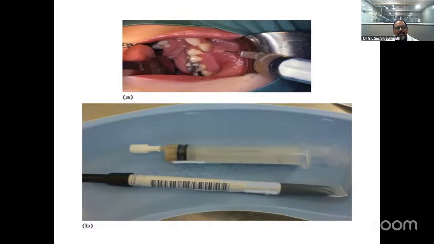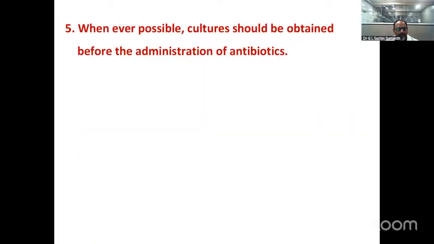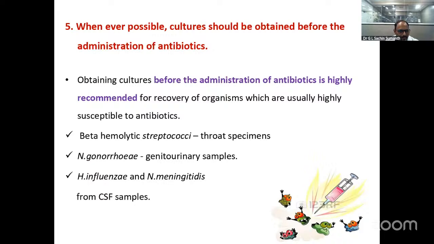This is how we can send the sample if you are draining an abscess or pus: taking the needle, recapping the syringe with the cap, and sending it to the lab. And fifthly, whenever possible, cultures must be obtained before the antibiotics are administered.